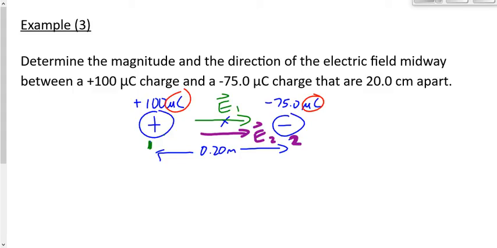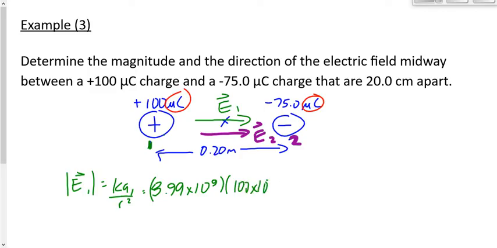Let's say E1 is KQ1 over R squared. That's our constant times the charge, number 1, which is 100 times 10 to the minus 6 coulombs, divided by, what distance am I going to use here? What's my distance? Yep, Philip? Good, 0.10 meters, because we want the distance to the midpoint. So we're trying to find the field strength, not from one charge to another. Let's pull out the calculator and do this one together here.